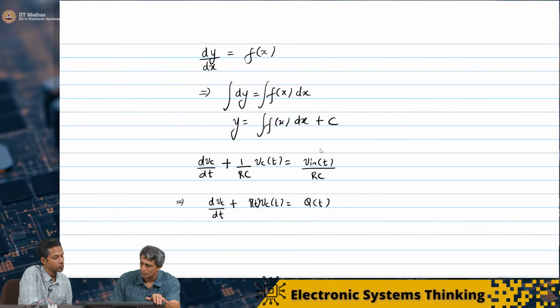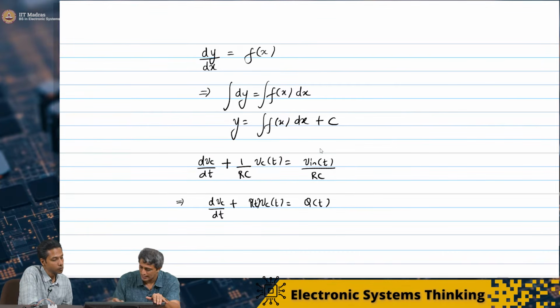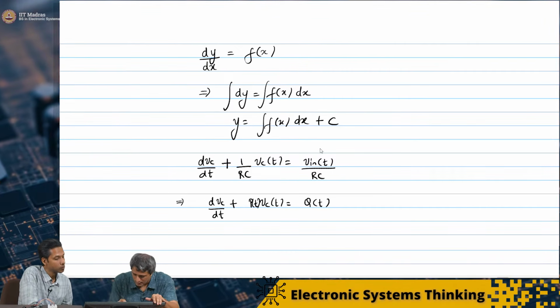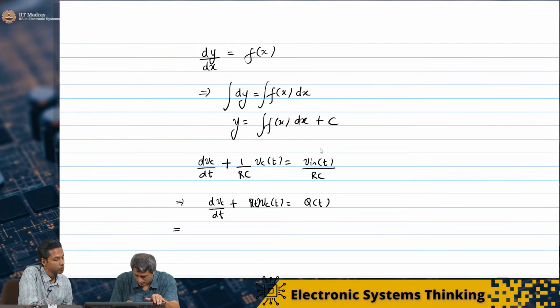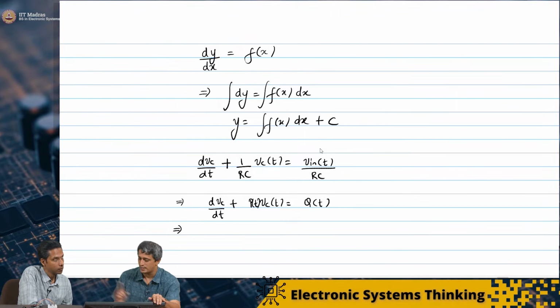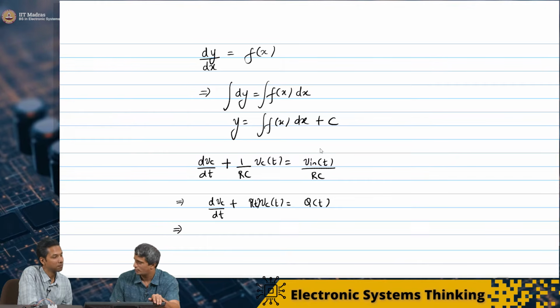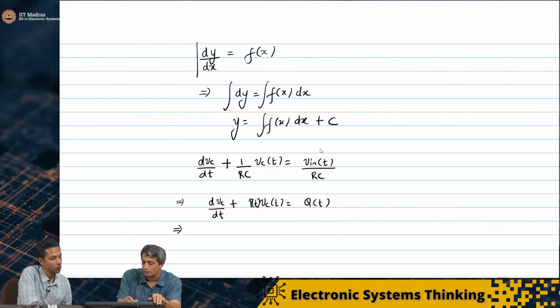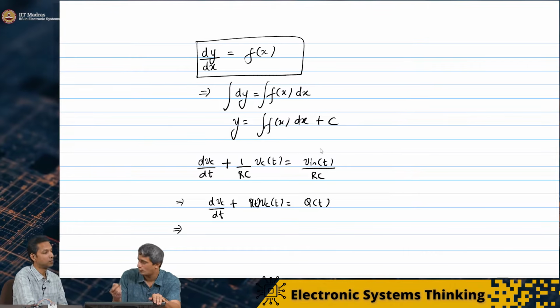I am going to now simply multiply by e power integral p dt on both sides, because I need to get it down to this form. Only then I know what to do, right?